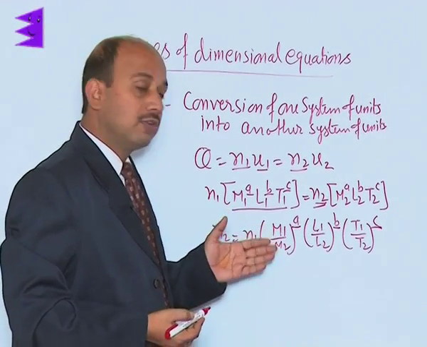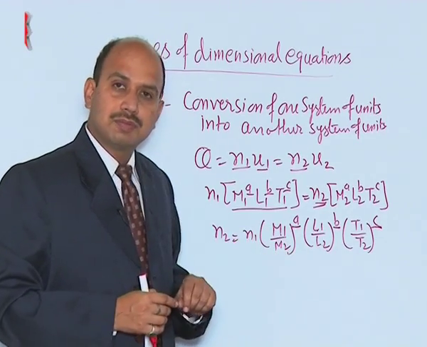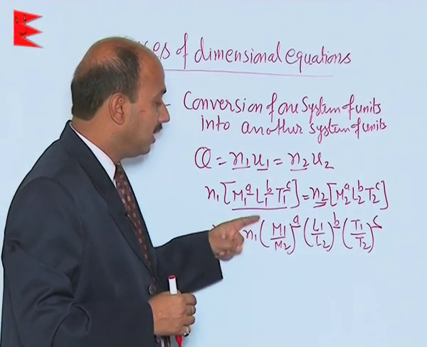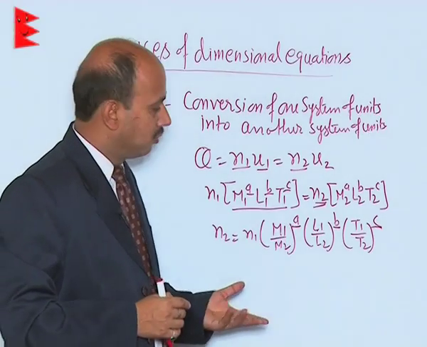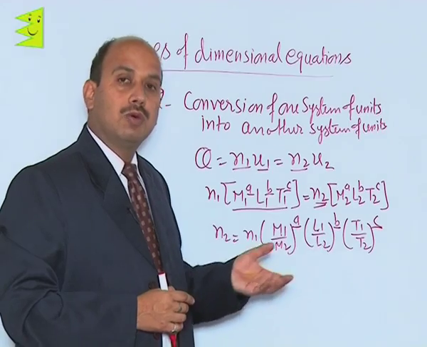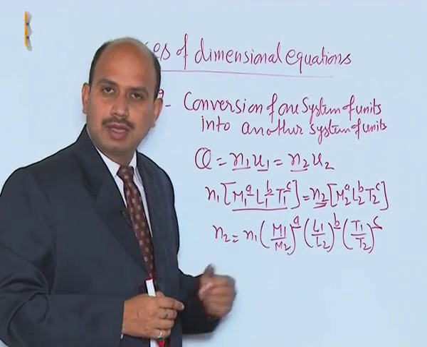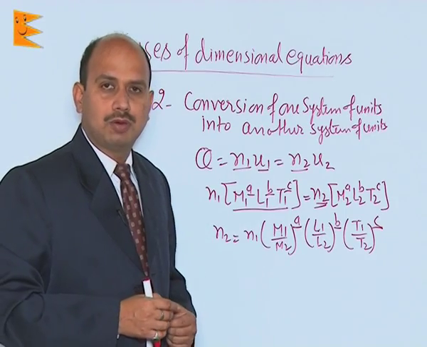So, suppose mass is given initially in kg, M1 is in kg and M2 is in grams. Now, if you want to convert kg into grams, convert kg into grams. Similarly, if L1 is given in meter and L2 is in centimeter, and you want to convert into centimeter, convert L1 into centimeter. Similarly with the time. Now let us take one example of this.